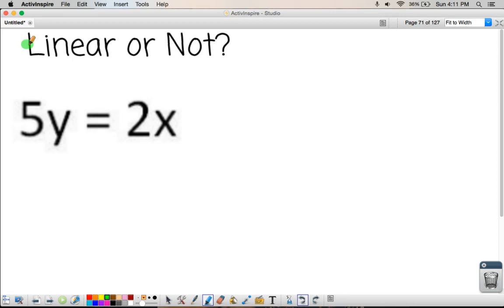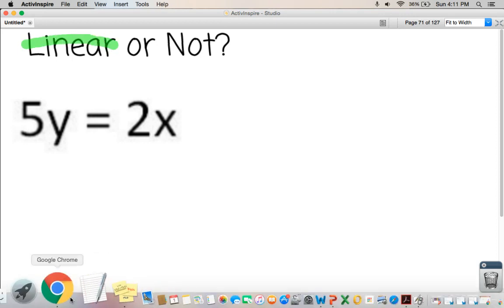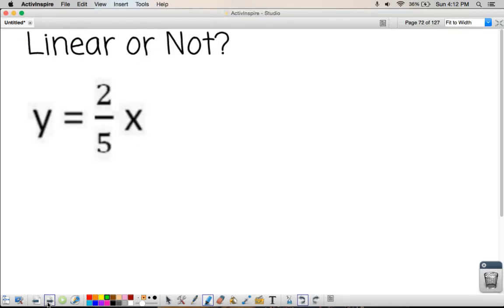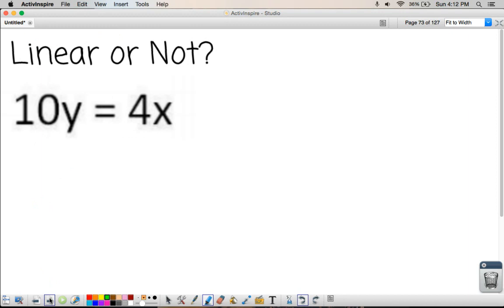This one right here is also linear. So if we look at it graphed, you have 5y equals 2x. Still linear, still gives us a straight line. Again, this one follows all of our rules, so it's linear. We've already seen one that looks like this, and we already know that it's going to give us a straight line, so it's linear.